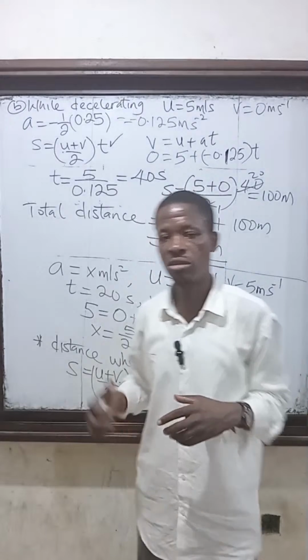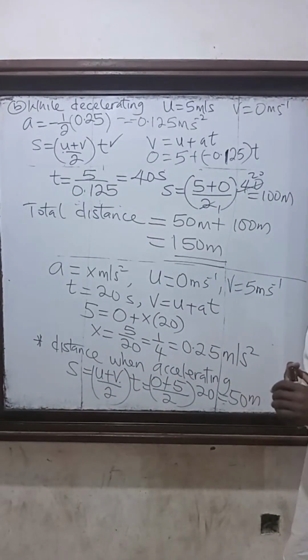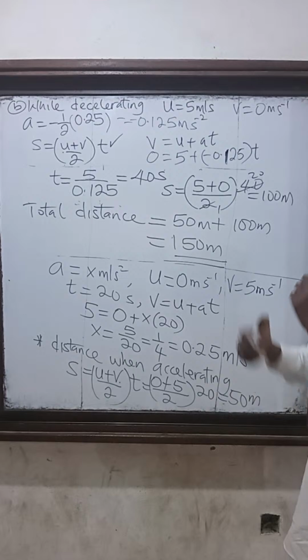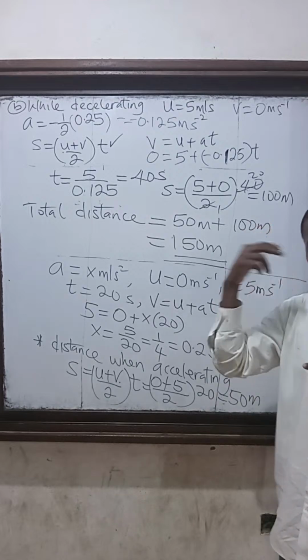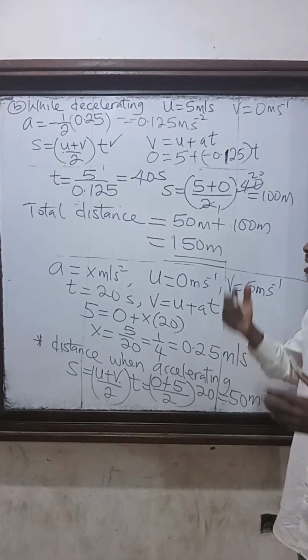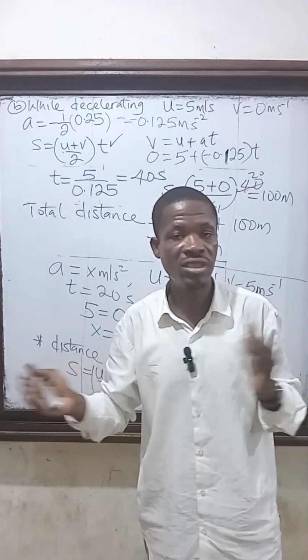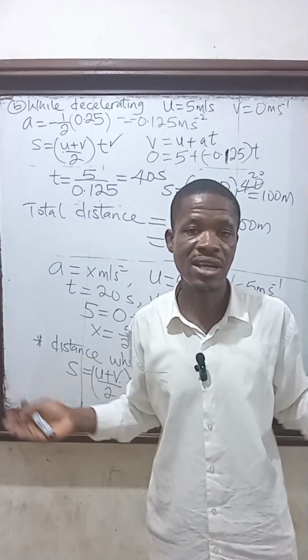Find the distance when it's accelerating, and then find the time also when it's accelerating. When it's accelerating also, get the time at that point, get the distance. Then you can add the two distances together.